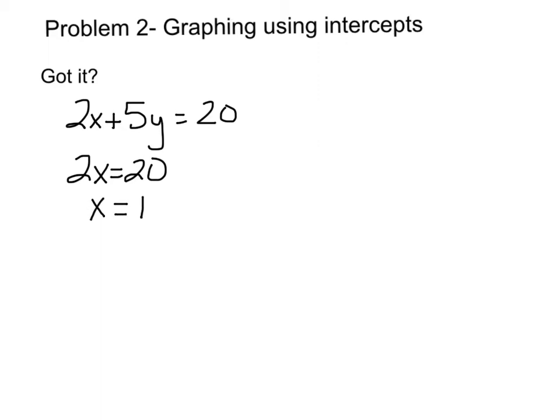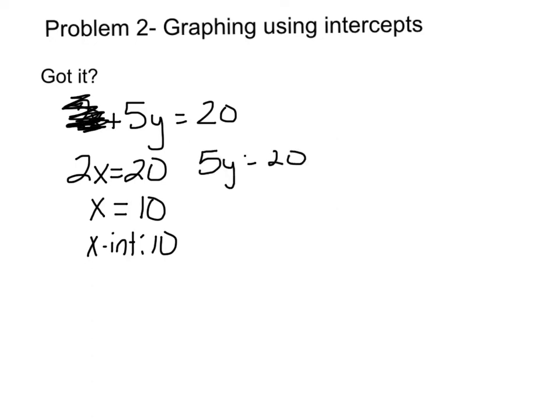Your x-intercept is 10. Your y-intercept. So my y-intercept, what do I plug in for x? 0. So this just is gone. I mean, really what you're doing is pretending that's just gone. So you're left with 5y equals 20. Divide by 5, y equals 4. Your y-intercept is 4. So here's all you do now. This is it. You're going to make a graph.